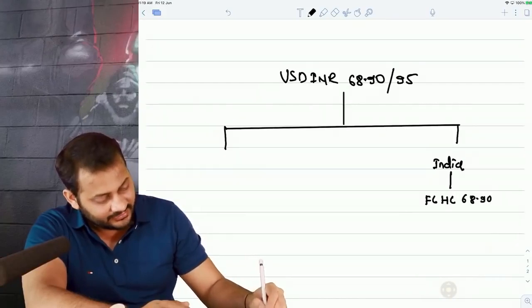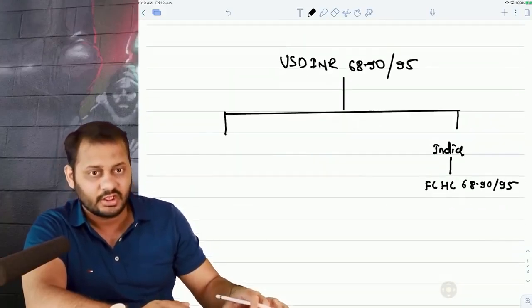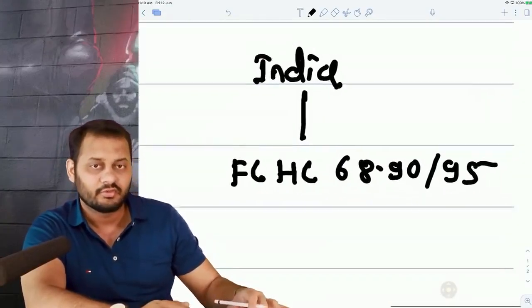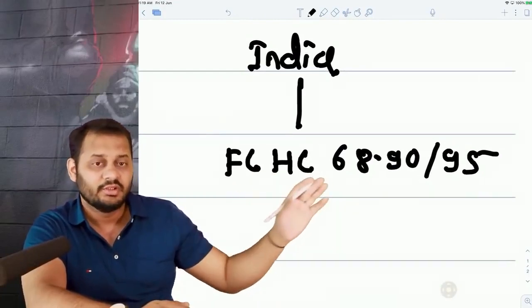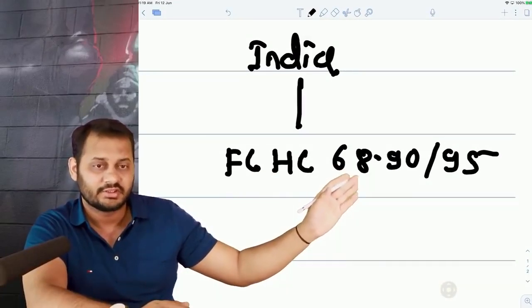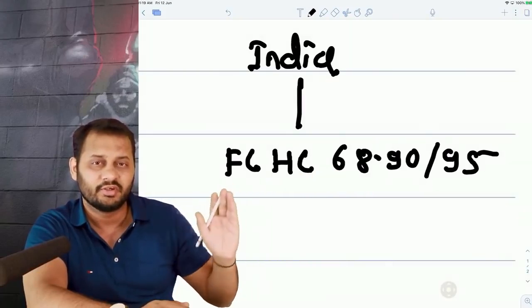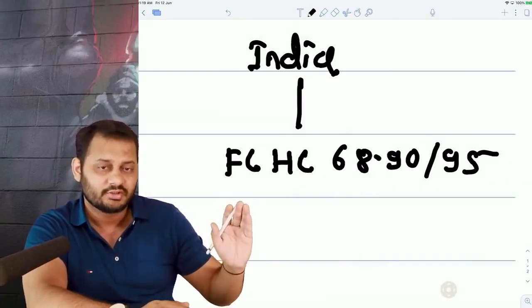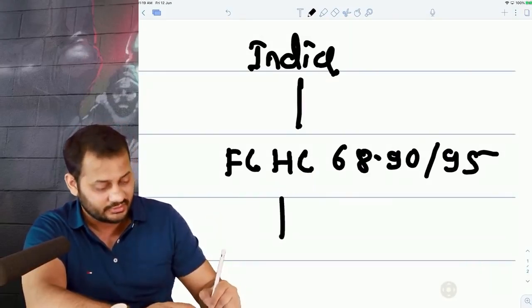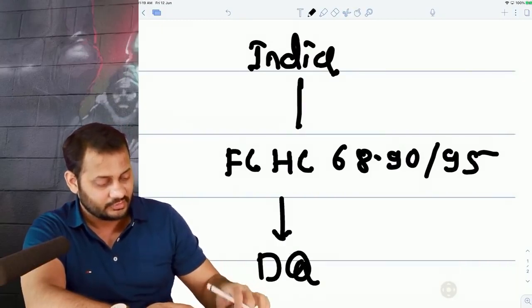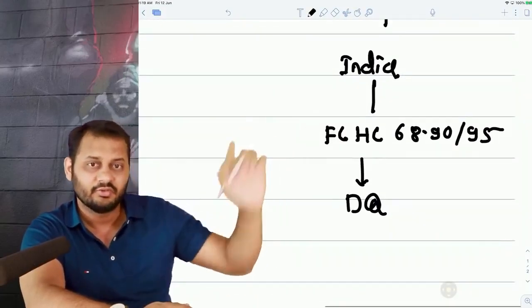So I can write it like this, 68.9095. How to interpret this? Because it is in ISO form, it should be read from right to left. 68.90 home currency per unit of foreign currency. So home currency per unit of foreign currency is a direct quote. But this is possible only when you know that you are from India.